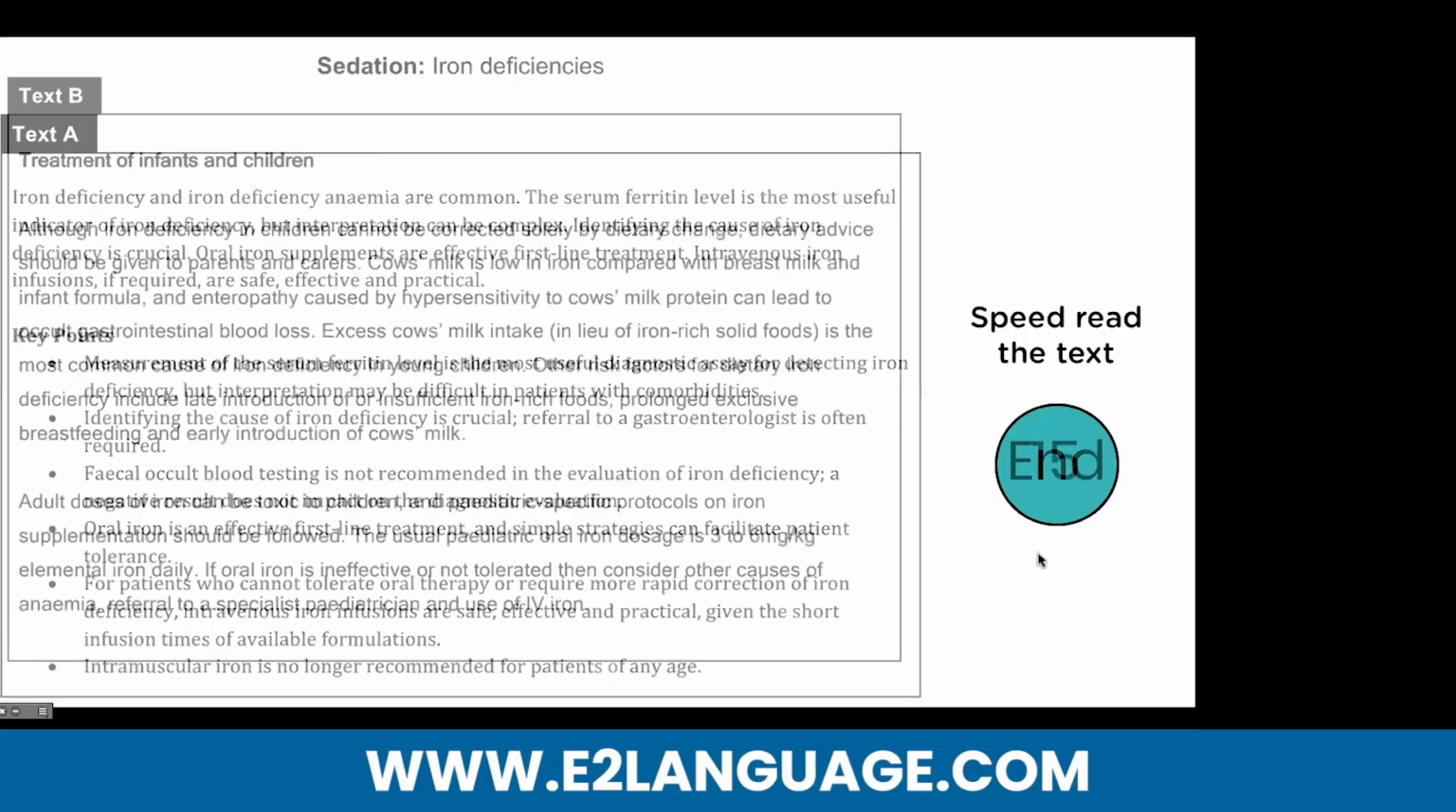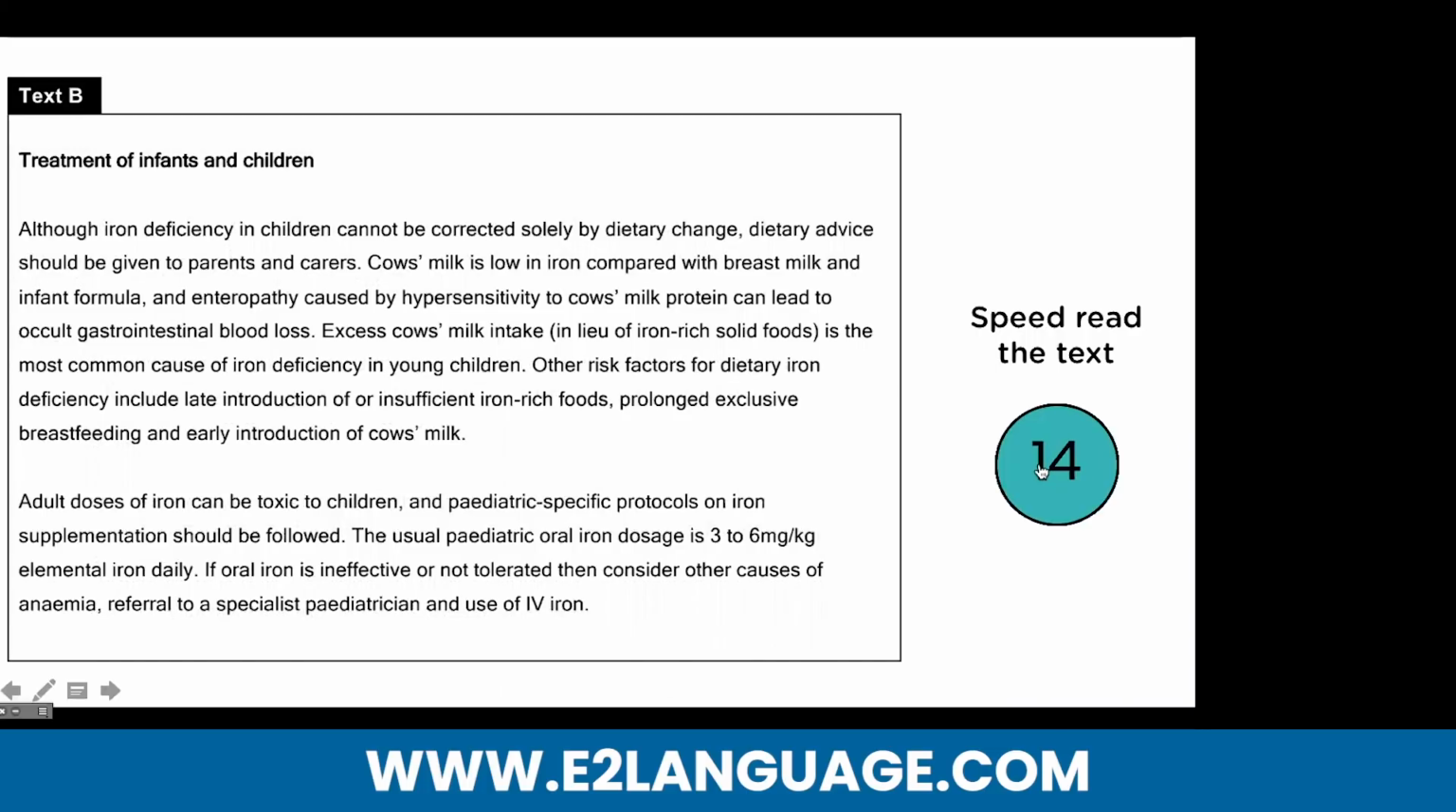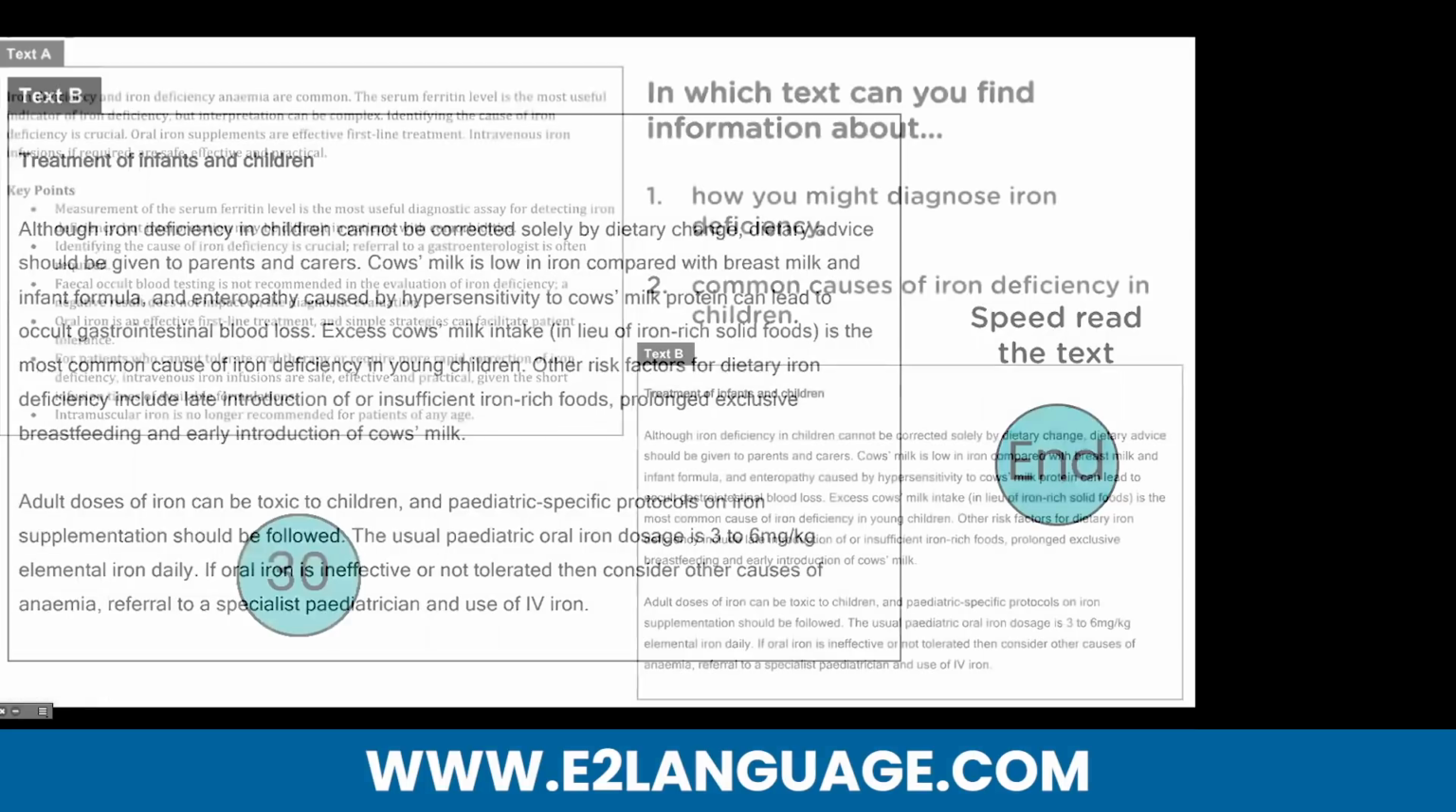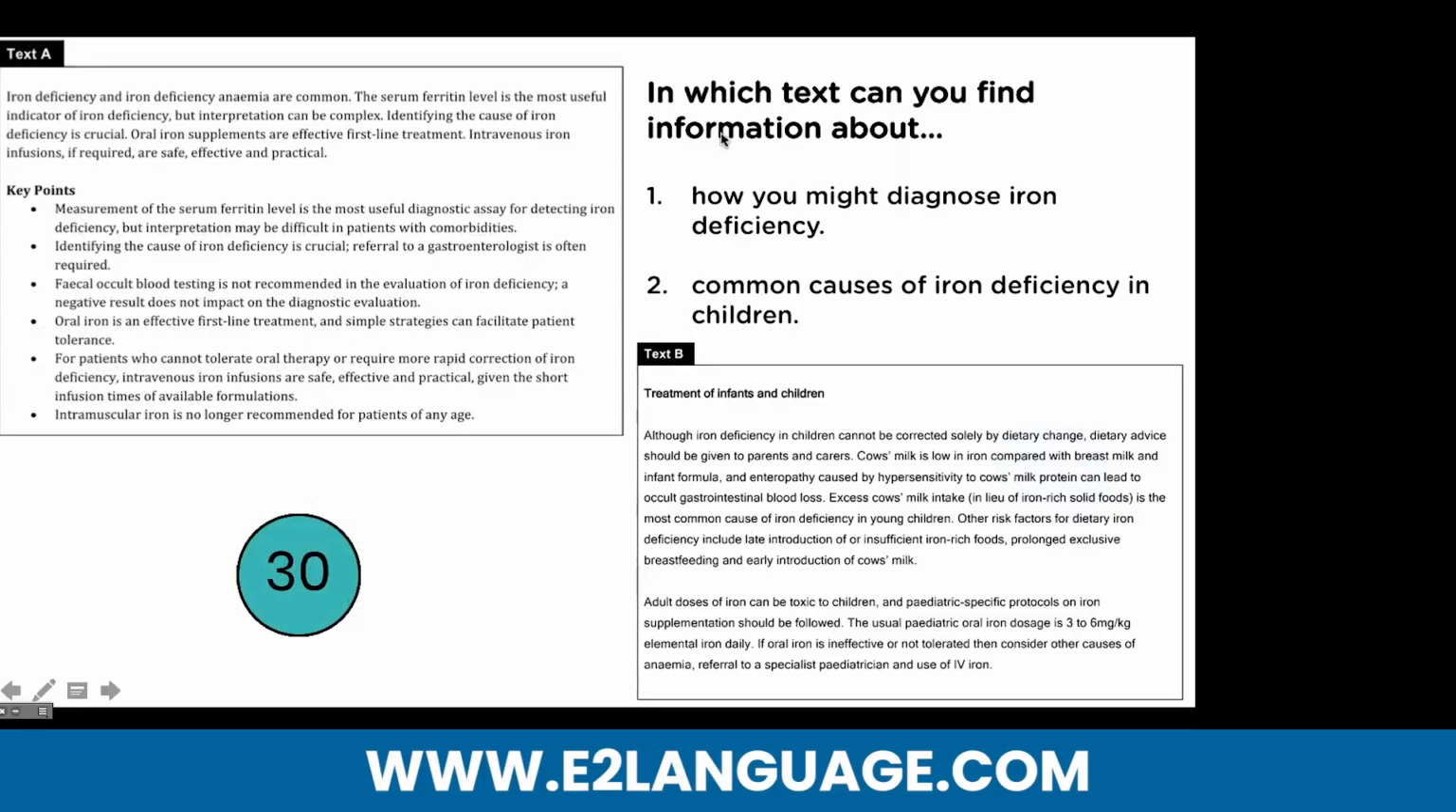Okay, next one, same thing. Okay, hopefully you've got an idea about the differences between those two texts now. Now we're going to move into the matching questions. In which text can you find information about these? Now your answer is going to be A or B, okay?